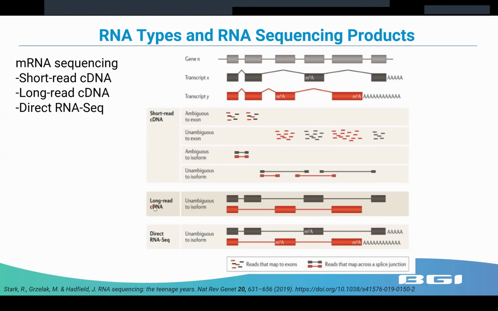Both these two methods rely on cDNA conversion. The direct RNA-seq can enable full-length isoform analysis, and also we can get the base modification information from the RNA directly.